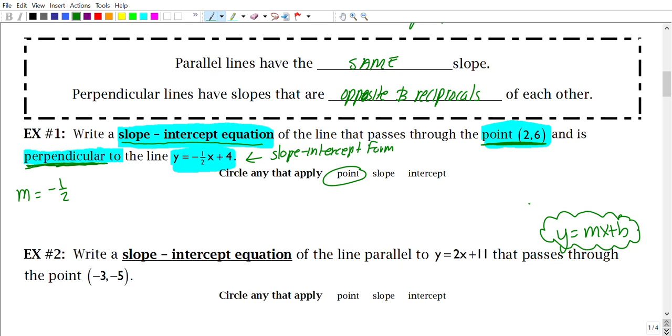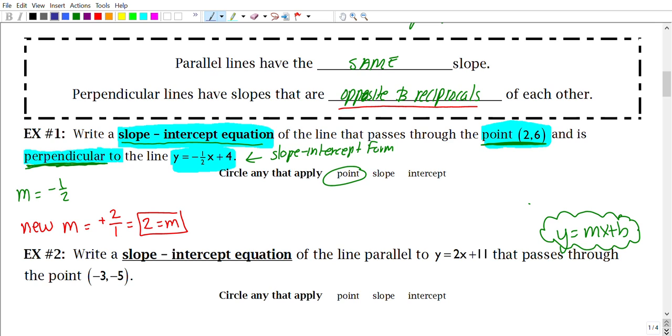Now, because I already know that the original slope was -1/2 for this line, and I want something perpendicular to it, I need to write a new slope, and it has to be, remember, the opposite and reciprocal of the original slope. So the opposite of a negative is a positive, so it's definitely going to be positive. And the reciprocal, which means just flipping the 1 and the 2, means it's going to be 2 over 1, which just reduces to a 2.